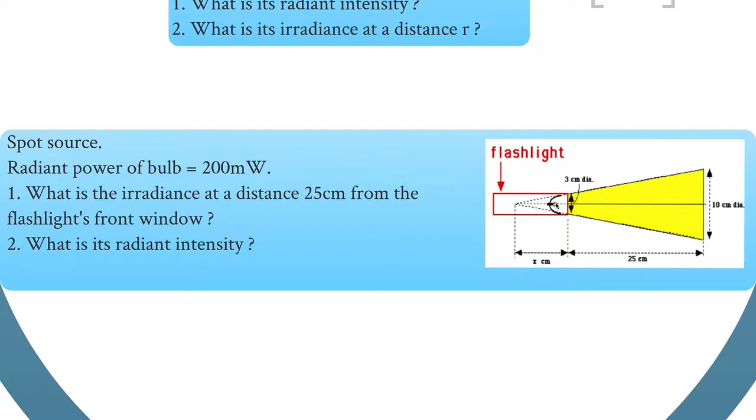Okay. The question is, number one, what is the irradiance at a distance 25 centimeters from the flashlight's front window? Number two is, what is its radiant intensity? So I'll let you think about this problem for about a minute. Feel free to discuss.